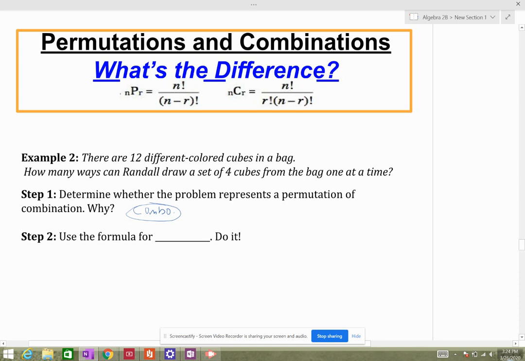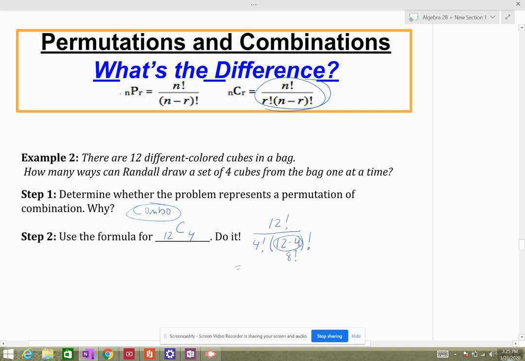And so now I'm going to use the formula, in this case 12 combination 4. And that formula is going to be this one right up here. In this case, I would do 12 factorial over 4 factorial times 12 minus 4 factorial. That would be my formula I'm going to use here. So let's go ahead and simplify that. I have this 12 minus 4 really turns into just an 8 factorial.